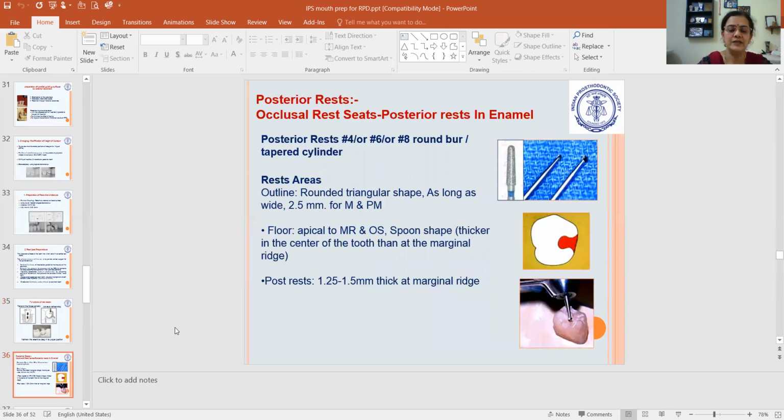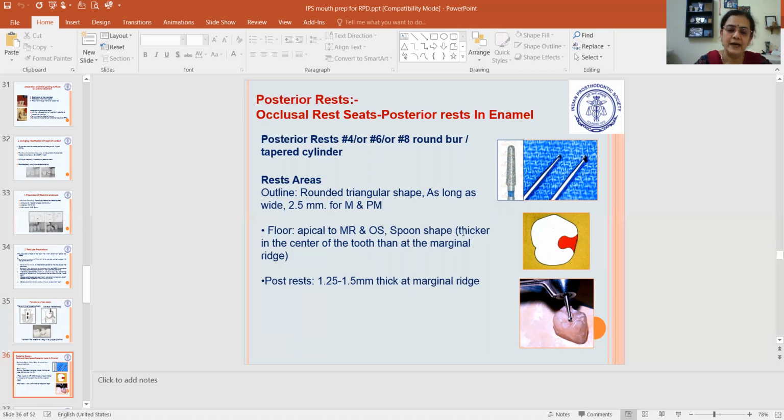Now coming to the posterior rest seats, the occlusal rest seats in enamel have to be prepared. For this, a number 4, 6 or 8 round bur or tapered cylinder is used. The outline of the rest seat is a rounded triangular shape, as long as wide, about 2.5 millimeters for both premolars and molars. The floor is apical to the marginal ridge and occlusal surface.